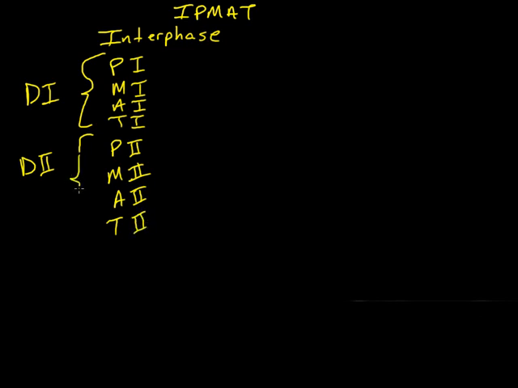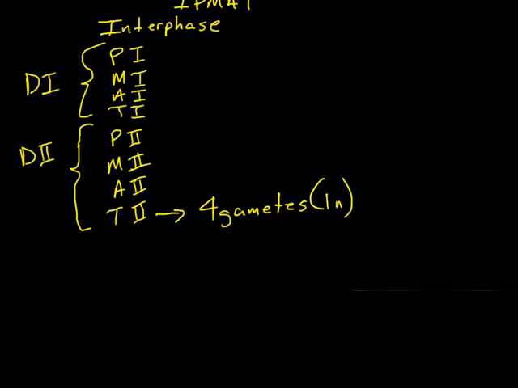And by the end of this second division, we are going to have our 4 gametes. And once again, they are 1n in ploidy. So in other words, these are going to be 4 sperm cells or 4 egg cells, depending on what type of part of the flower or what type of flower or cone or whatever the case may be this occurs in. So let's go through them. Division 1.